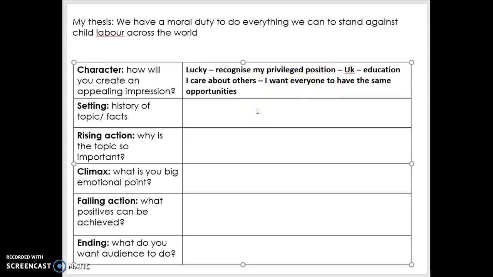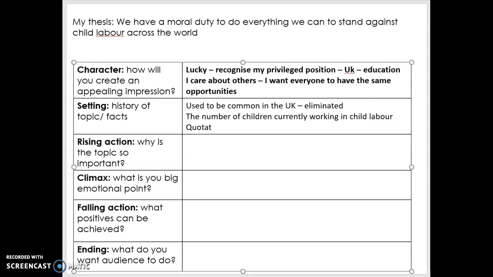Now, obviously, child labour used to be common in the UK. If we go back to Dickensian times, the Victorian period, loads of children worked, but it was eliminated because it's grossly unfair and it's wrong. And I can obviously talk about the number of children currently working in child labour. I can potentially use a quotation. I can find a quotation online from somebody who's talked about the situation of child labour.